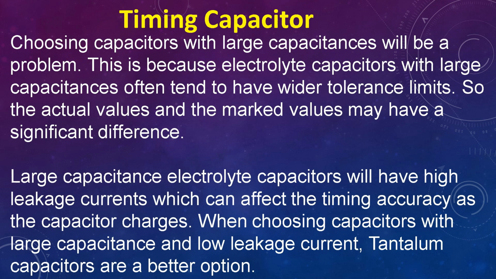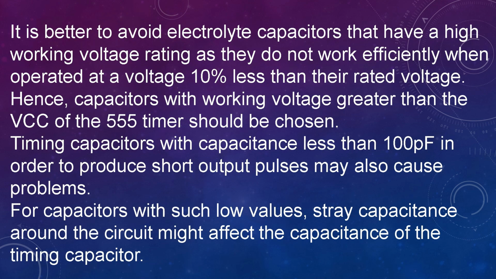When choosing capacitors with large capacitance and low leakage current, tantalum capacitors are a better option. It is better to avoid electrolytic capacitors that have a high working voltage rating, as they do not work efficiently when operated at a voltage 10% less than their rated voltage. Hence, capacitors with a working voltage greater than the VCC of the 555 timer should be chosen. Timing capacitors with capacitance less than 100 pF used to produce short output pulses may also cause problems. For capacitors with such low values, stray capacitance around the circuit might affect the capacitance of the timing capacitor.